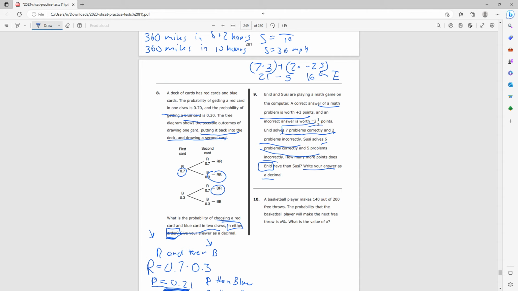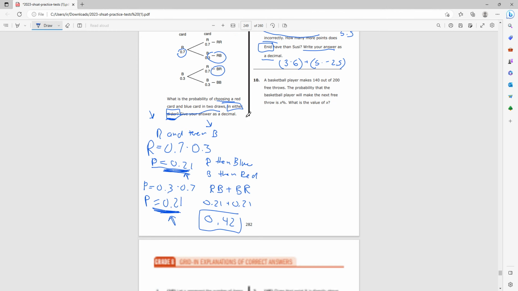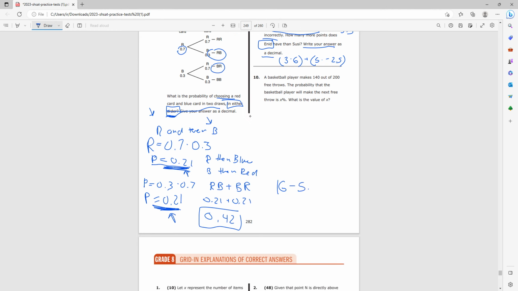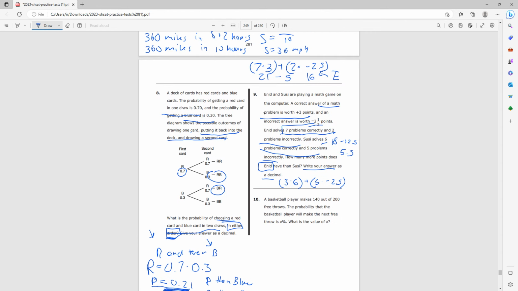Now we'll find Susie's total score. So she solved 6 problems correctly, right? So that's 3 times 6 plus 5 problems incorrectly. So 5 times negative 2.5, right? So you'd calculate that. That's the same thing as saying 18 minus 12.5. Right, and that's the same thing as saying 5.5. So now you have 16, I'll scroll down. You have 16 minus 5.5. That's equal to 10.5. So the answer to this problem is 10.5.